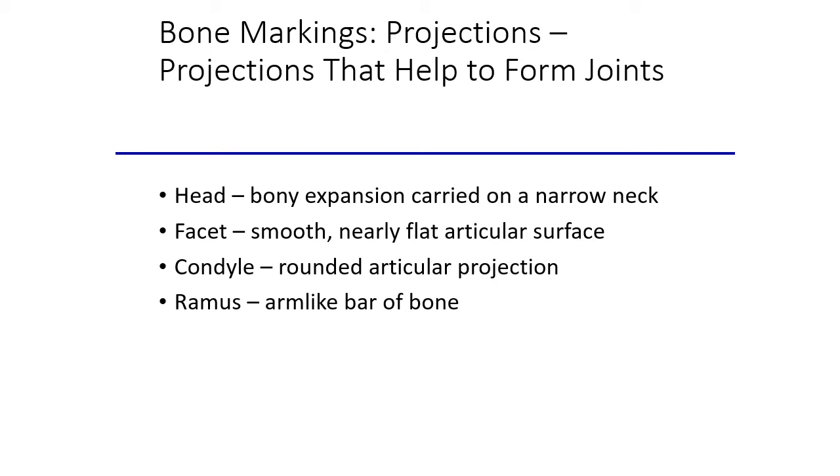So we mentioned condyles as being that rounded articular portion on a bone. We're going to see those accompanied typically with an epicondyle as well. Things like the pelvis and the jaw have a ramus, and this is connecting two bones, and it looks like a bar.